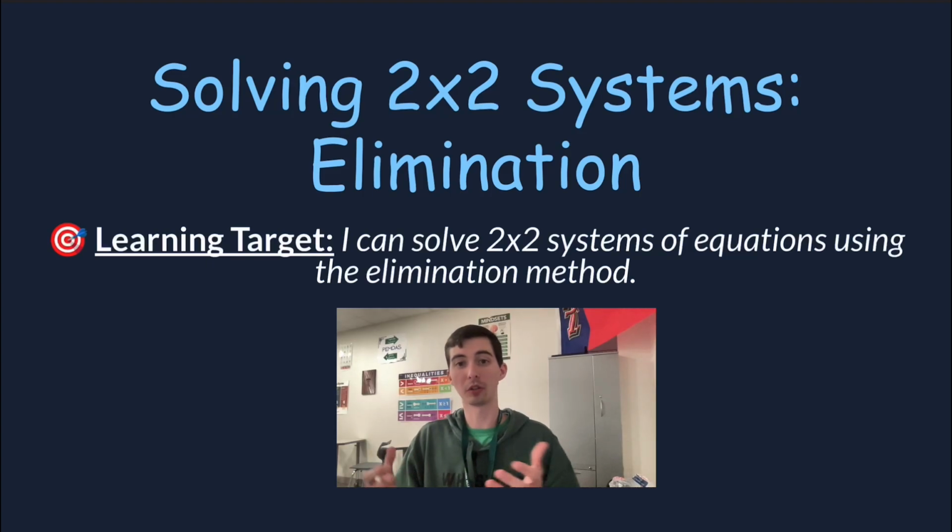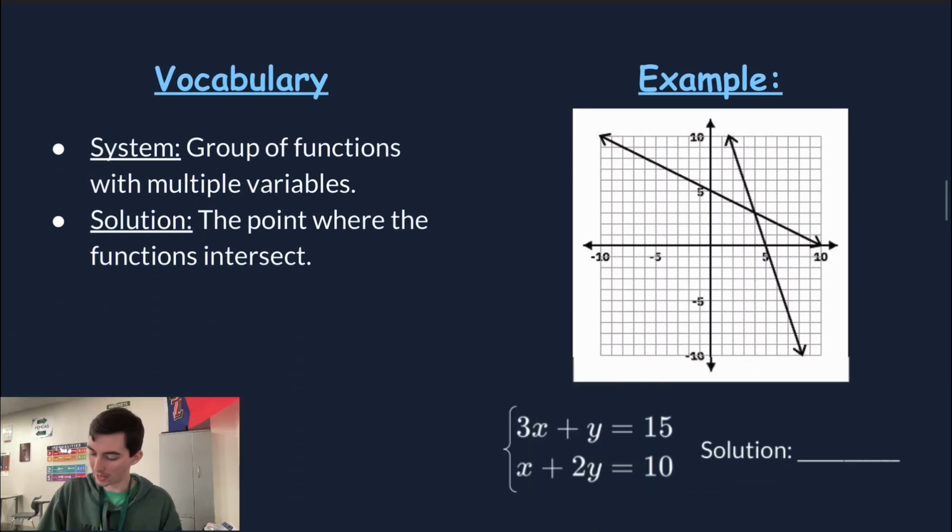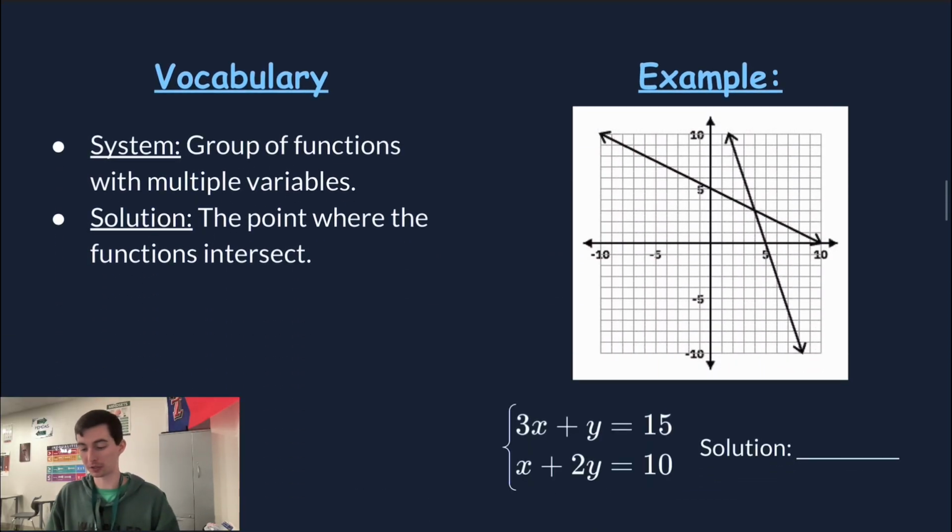In this lesson, we're going to learn how to solve 2x2 systems of equations using the elimination method. So let's talk about what a system of equations is first. We've already talked about how to solve equations with one variable, but now we're going to learn how to solve them with two variables. And to do that, we need two equations, which we call a system. So it's a group of functions with multiple variables. And the solution is where these functions intersect.